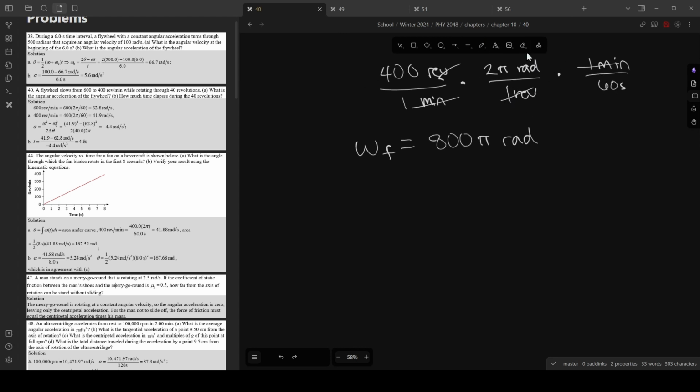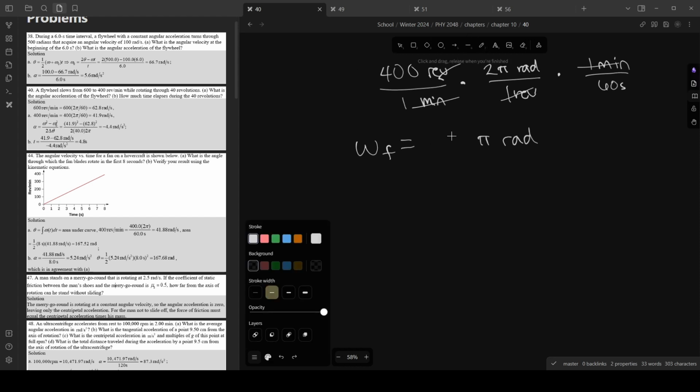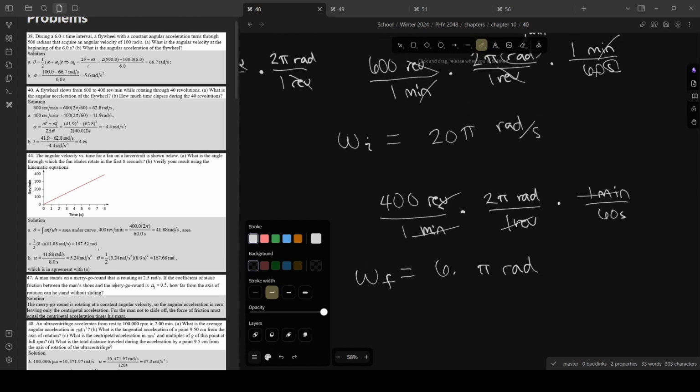So yeah, same thing here. We're going to divide 400 by 60. Maybe you can do that in your head. I'm not that good at it, but it's around 6.6 repeating. Does this make sense?